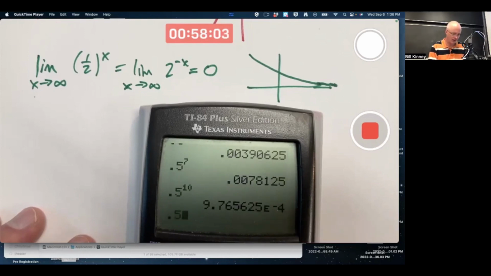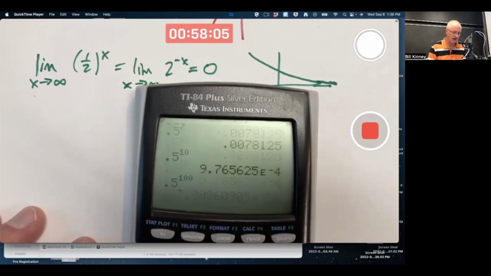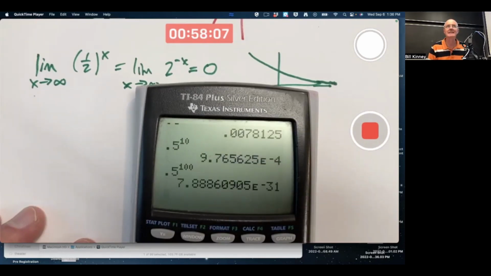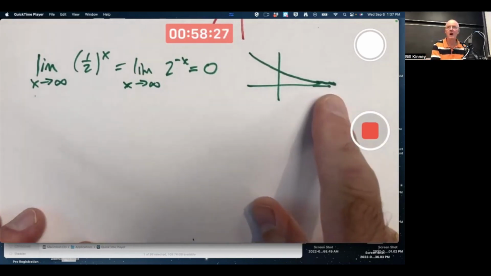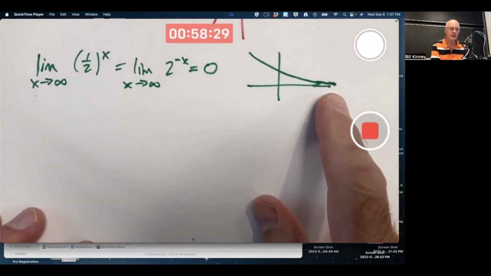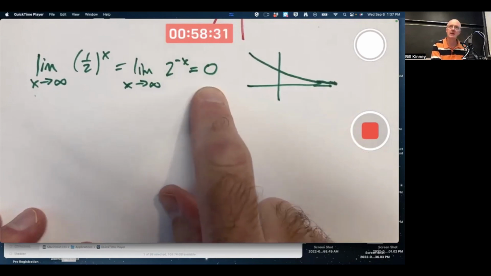If I make the exponent large enough, I can get arbitrarily close to 0. I can get as close to 0 as I want without actually equaling 0. 7.8886 times 10 to the negative 31 power, microscopic kind of number. Okay, and it can get even more extreme. I approach 0 arbitrarily closely, though I never reach it. But that is enough to say the limit is 0.